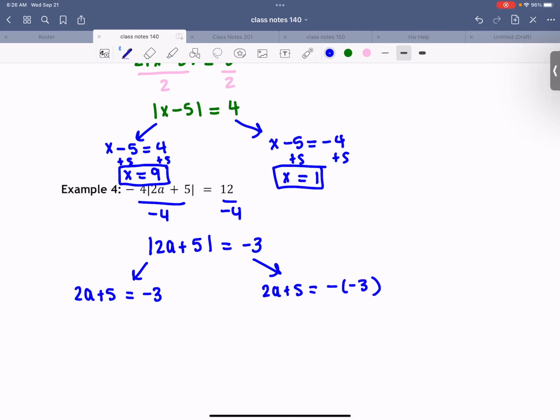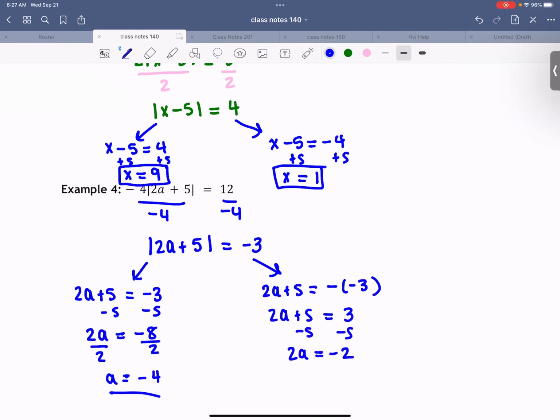All right, so let's solve our equations. We can subtract 5 on both sides. 2a equals -8. Dividing by 2 on both sides, we get a equals -4. So that's one of our answers. On the right-hand side, we have 2a plus 5 equals 3. Subtracting by 5, we get 2a equals -2. And dividing by 2, we get a equals -1. So those would be our two answers to the question. Any questions on example number 4?